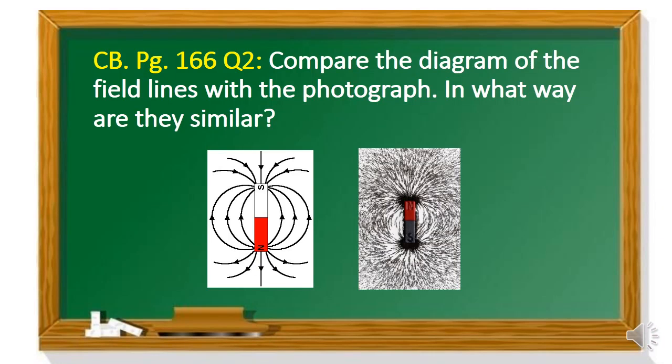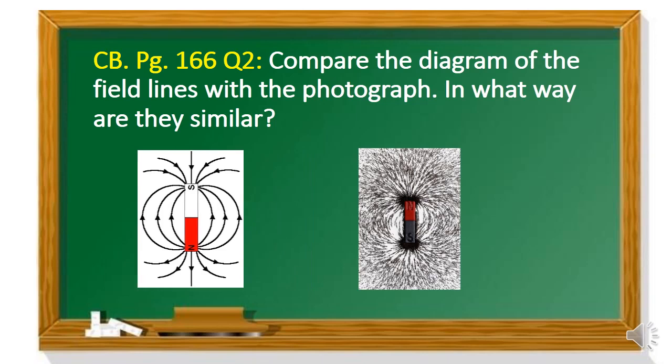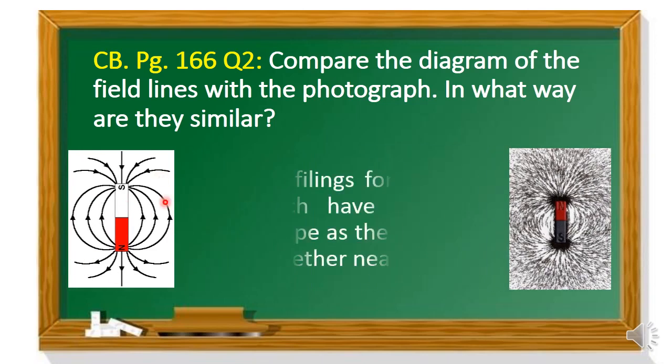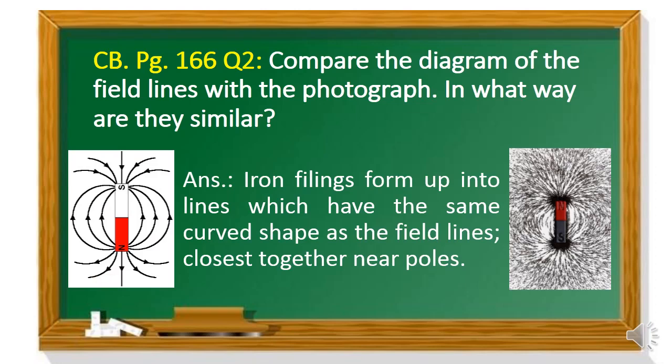Let's solve question 2 on the same page 166. Compare the diagram of the field lines with the photograph. In what way are they similar? So that's the bar magnet, and these are the curves, the magnetic field lines, and this is the photograph we are talking about. There are iron filings here. So the iron filings form up into lines.